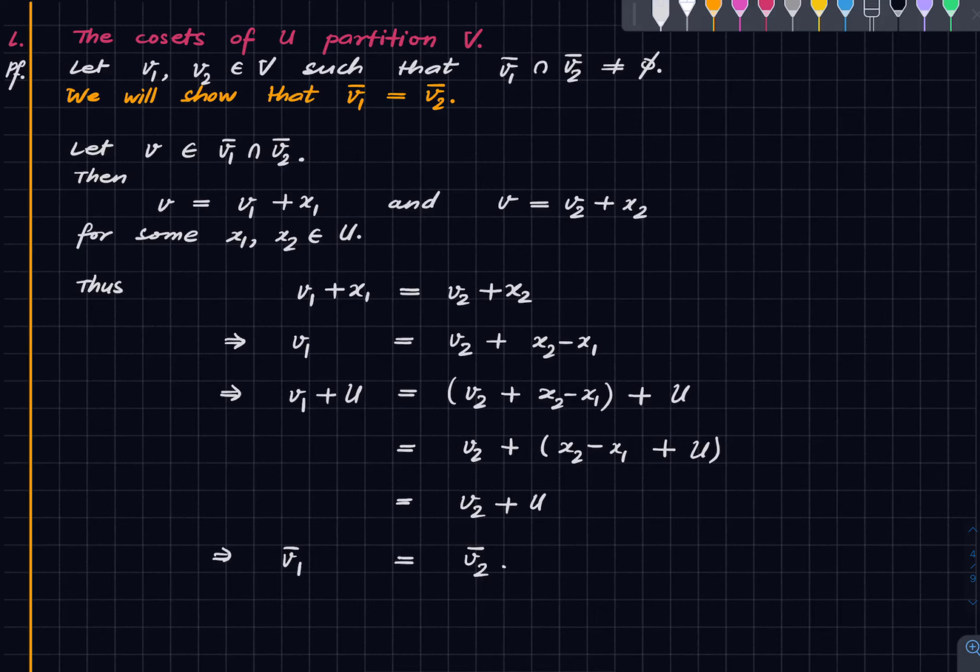And we should also show that everything is in one of the cosets, but to do that, just note that v is always in v bar. This is for all vectors. Right? This is trivial. So that shows that indeed the cosets partition the entire vector space. Okay.